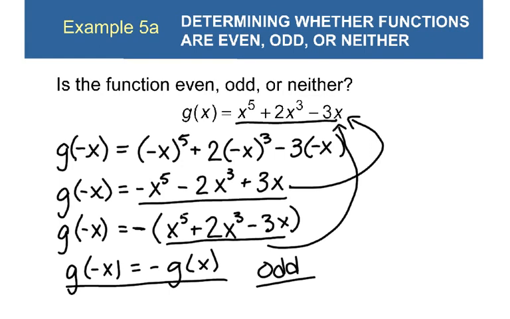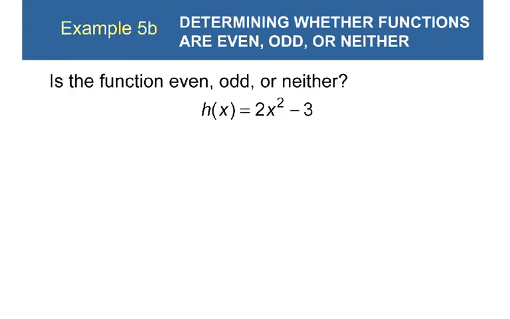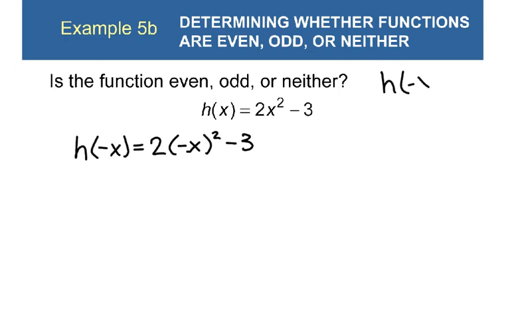Now let's look at a function that's going to become even or neither. For this example, we start out the same way as the previous one. We replace our x with negative x. So let's just start out doing that. And now we're going to see if our results are even, odd, or neither by determining if h of negative x is equal to negative h of x, or if h of negative x is equal to our original function, h of x. Okay?